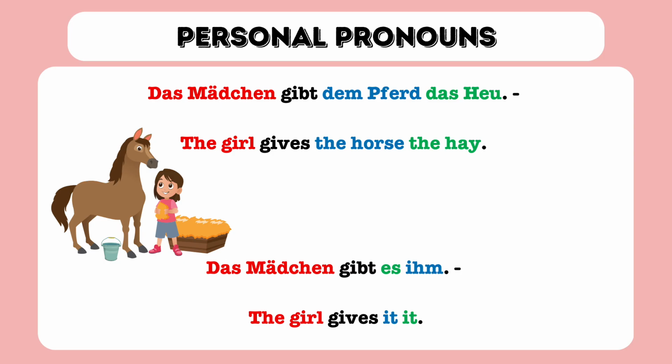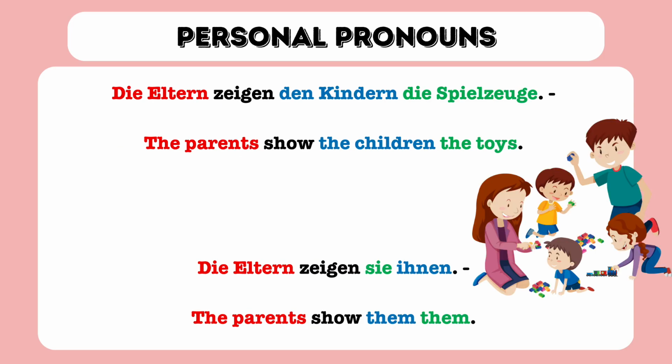But basically, when the accusative one is a pronoun, the pronoun goes first before you will have the dative one. Das Mädchen gibt es ihm. Accusative first, dative second. This does not change the word order of them in the English language, however. The girl gives it has to have the first it refer to the horse and the second it refer to the hay.